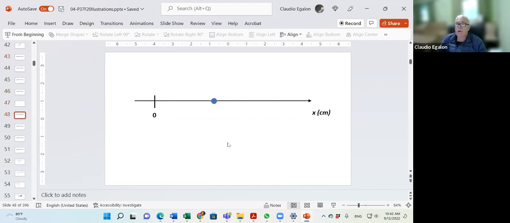Distance traveled from here to here is going to be positive, but not the displacement. Okay, let's go again. The displacement from that point to this one right in here is going to be what? It's going to be 0, because the final position coincides with the initial position.